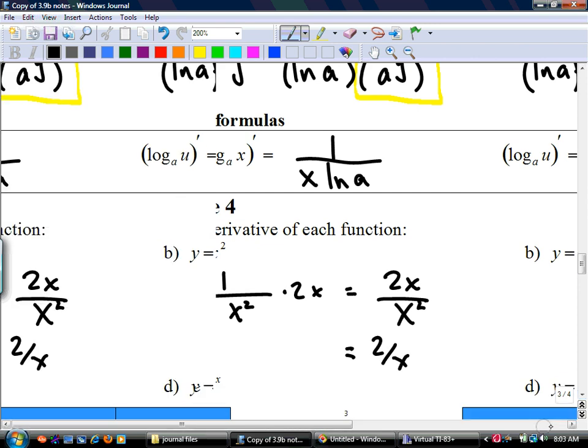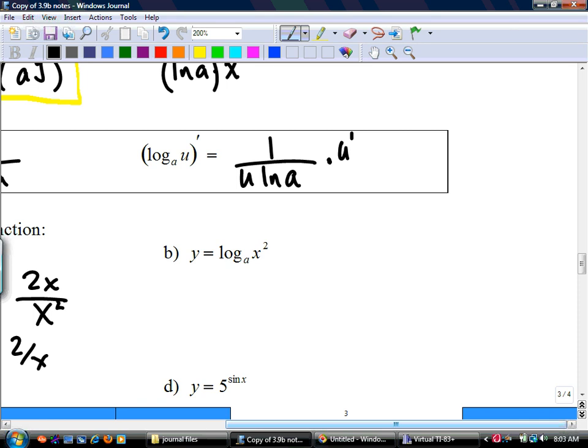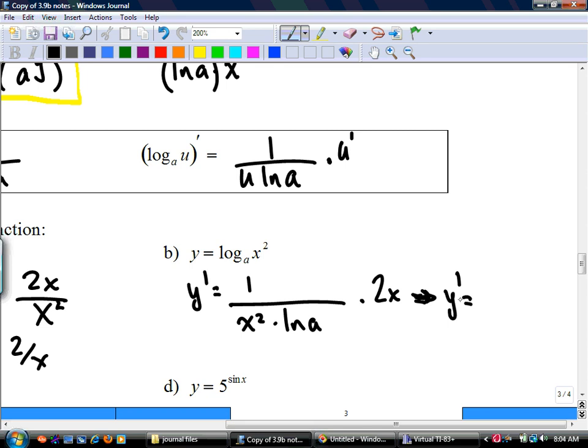B, log base a of x squared. y prime equals 1 over x squared times ln a times 2x. And if you want to simplify it, y prime equals 2 over x ln a.